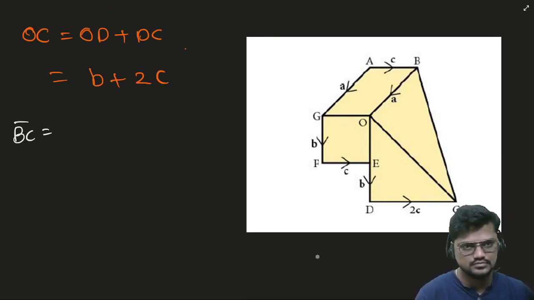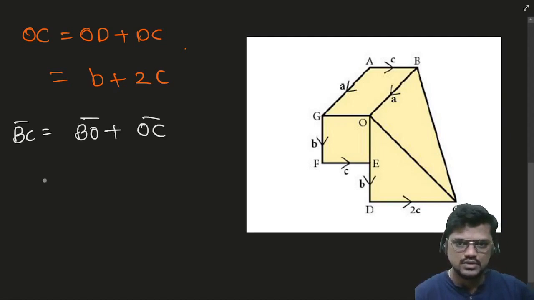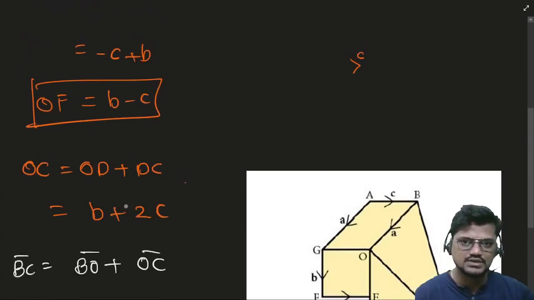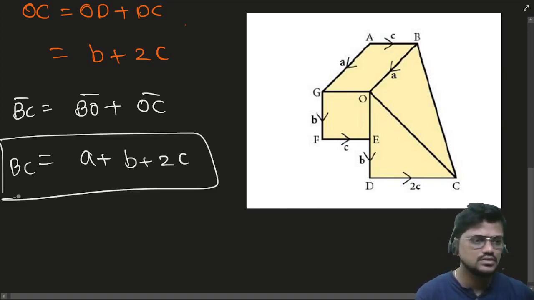So it will be A plus B plus 2C. Yeah, we'll check. See, vector BC will be equal to vector BO plus vector OC, and your vector BO is A, and your vector OC we have just found that is B plus 2C. So that's what your vector BC is. You have got the same thing?